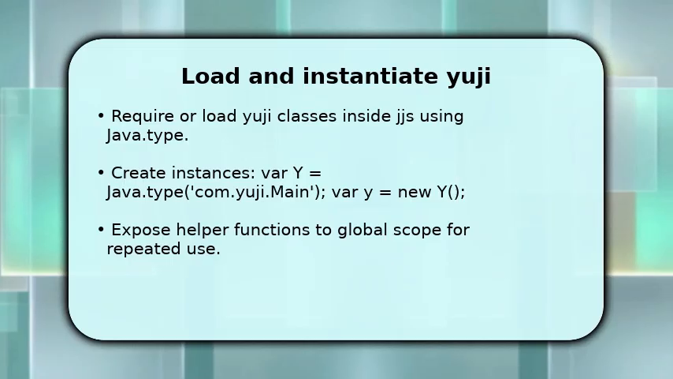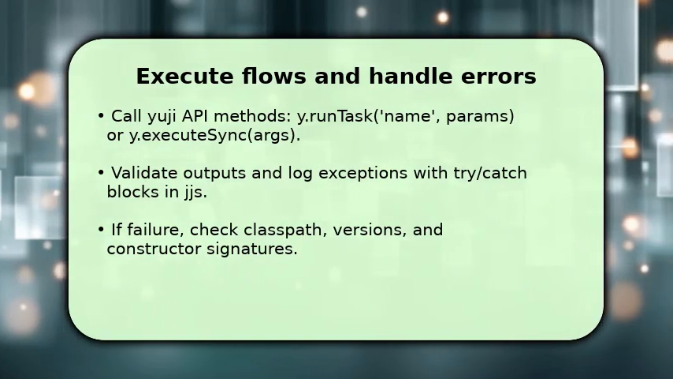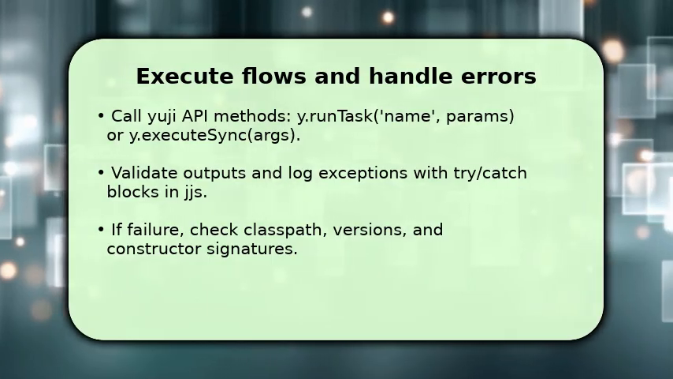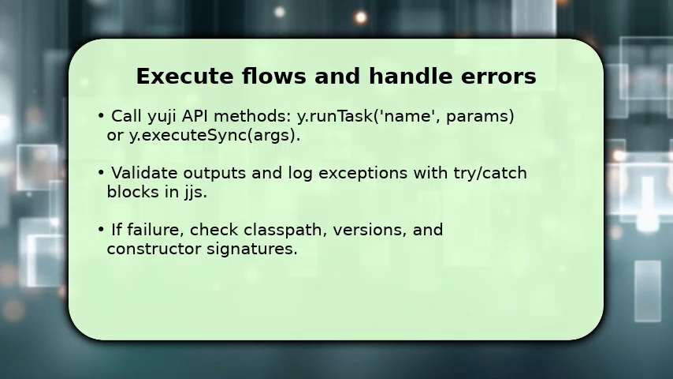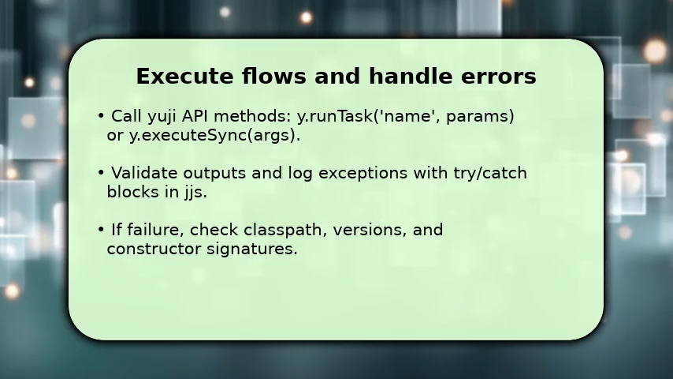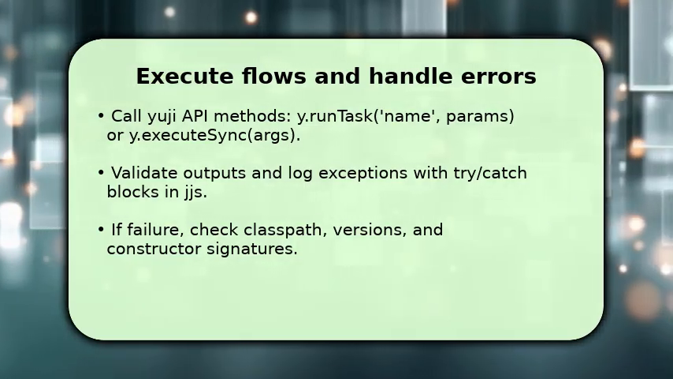You finish by invoking Yuji's primary methods to run your intended flows. Call synchronous or asynchronous APIs as provided, for example, y.run(taskName, params). Once calls are in place, validate outputs and wrap risky calls in try/catch so you can log detailed exceptions and stack traces.